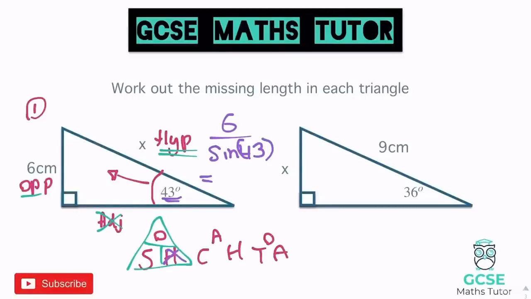6 over sine 43 is 8.79 centimetres. I'm going to round that, and it actually comes out as 8.7976. The question will tell you how to round it. So if I round it to 2 decimal places, that would be 8.80. Let's round it to 1 decimal place. So we've got 8.8 centimetres for that first question.